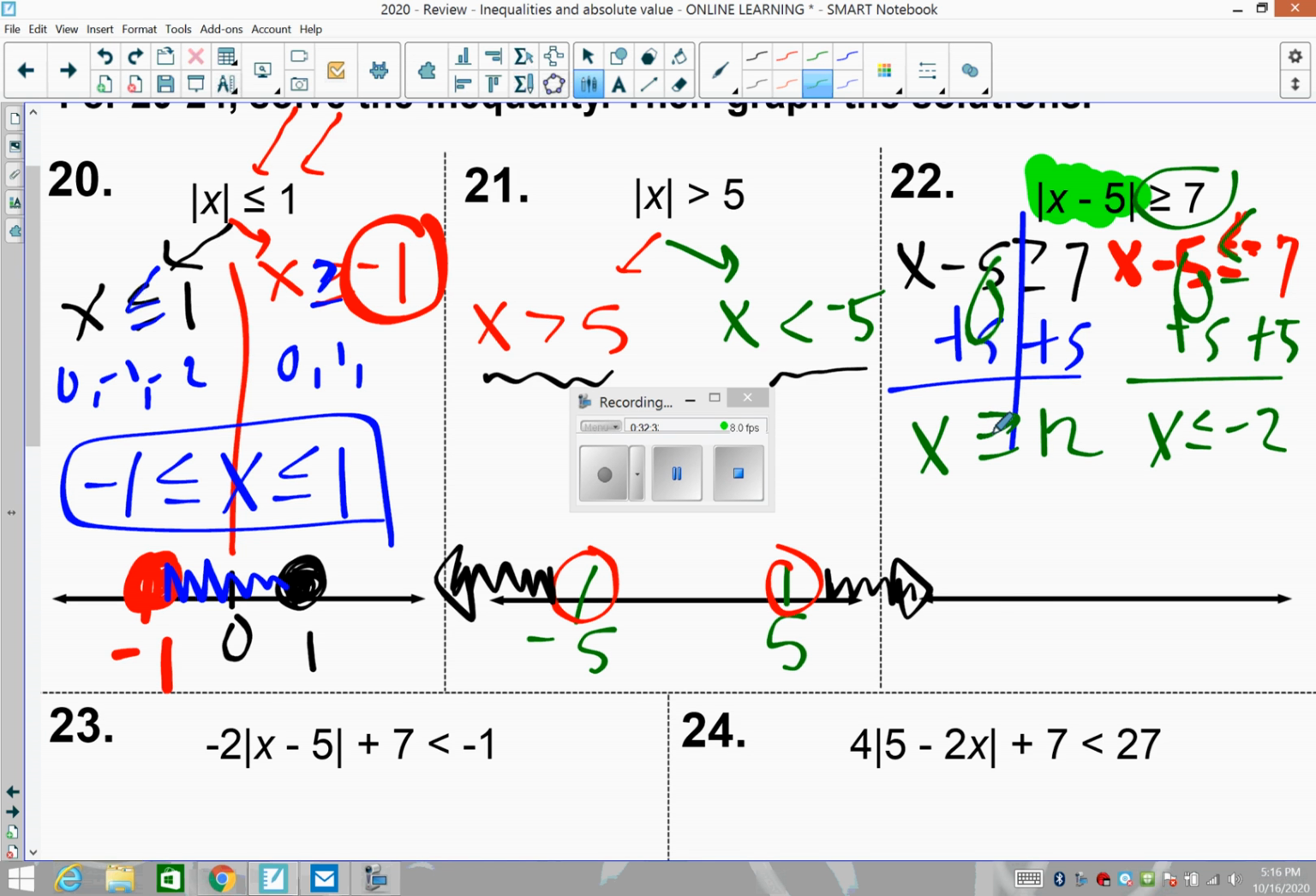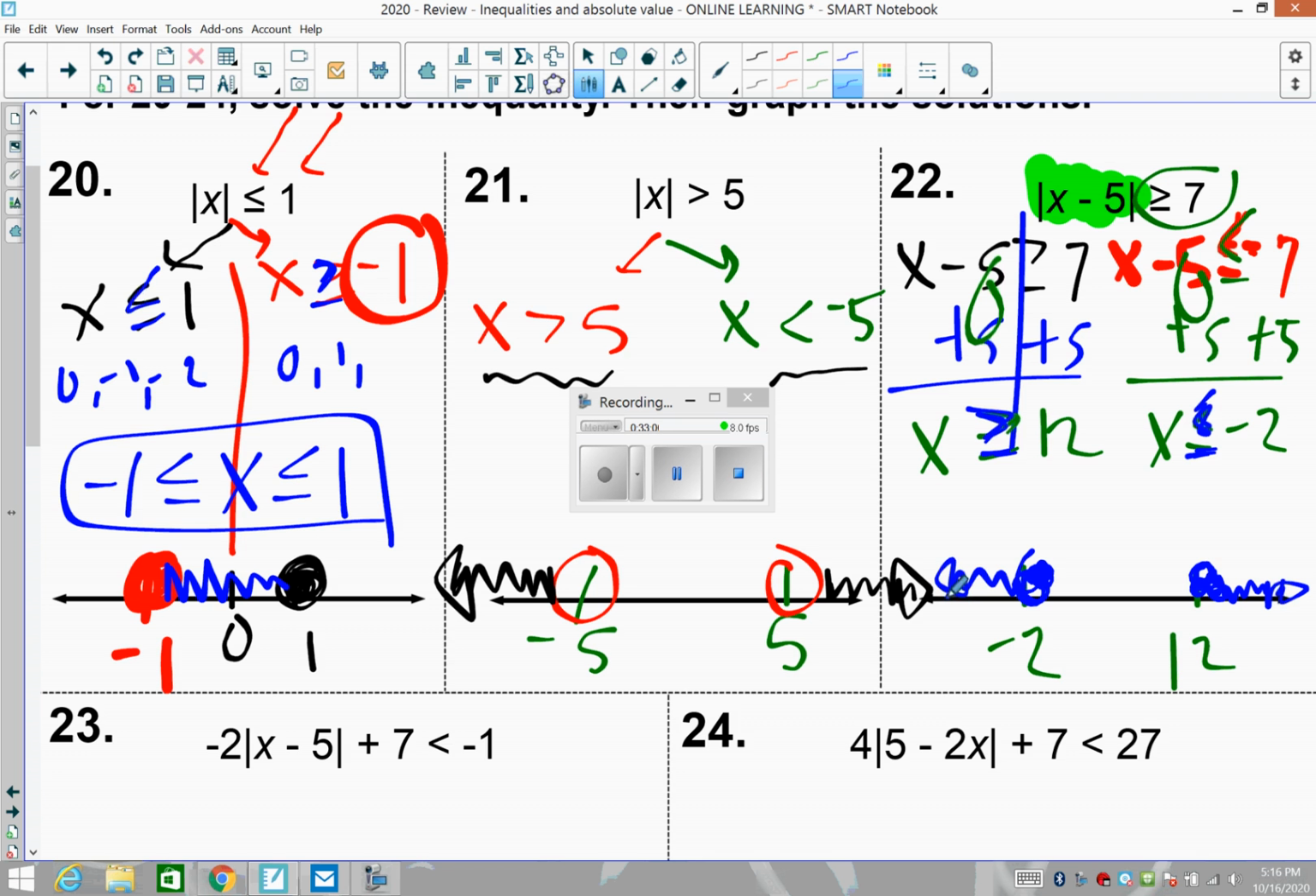So we have to graph those then at -2 and +12. Both of them have equal to bars, so we're going to shade circle here, shade circle here. So if we talk about greater than or equal to 12, we're going to shade to the right. Less than or equal to -2, we're going to shade to the left. So again, we're growing away from each other on this particular problem.